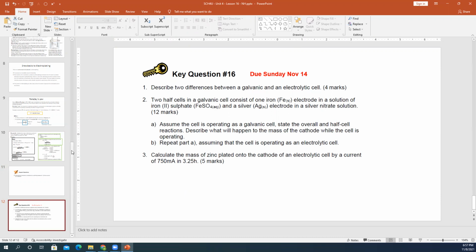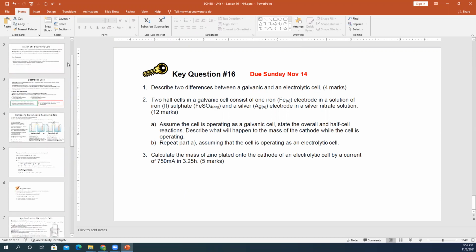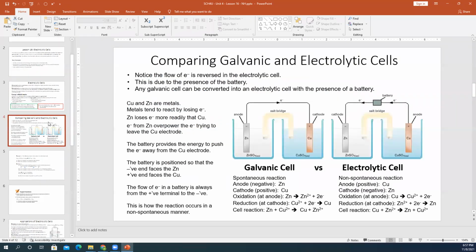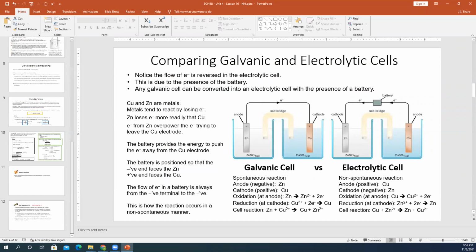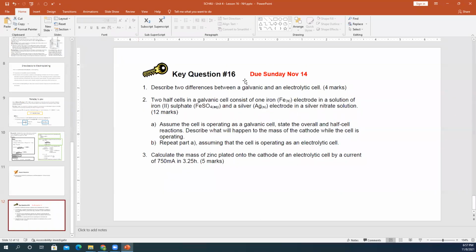Again, if you refer back to the notes, you should be able to come up with at least 2, if not several more differences between the galvanic and electrolytic cells. But the 2 major differences are very obvious. I mentioned them several times. So go back and look at your notes again.